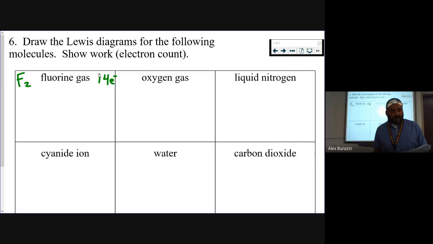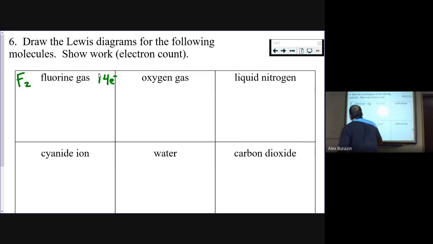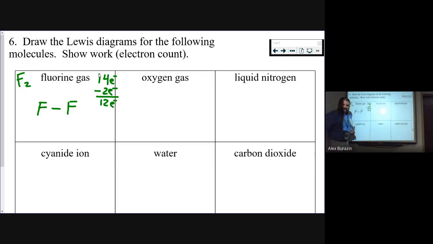Rule 2, use electrons to create bonds between atoms. A bond is 2 electrons. Subtract these electrons from your total. So we're going to draw this molecule. I have one F, one fluorine. I have another fluorine. You cannot make a molecule without at least one bond. So we're going to start there. Each bond represents 2 electrons. I'm going to subtract that from my total. I still have 12 valence electrons to work with. Step 2 is all done.